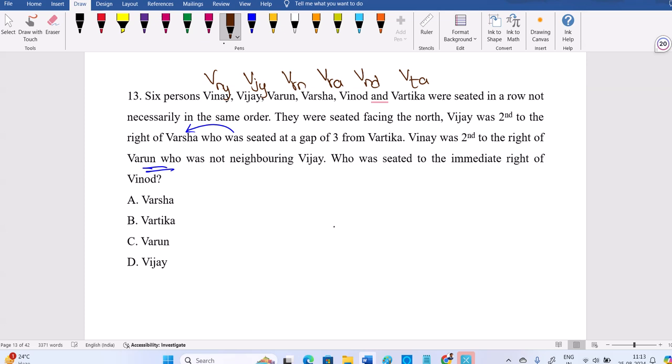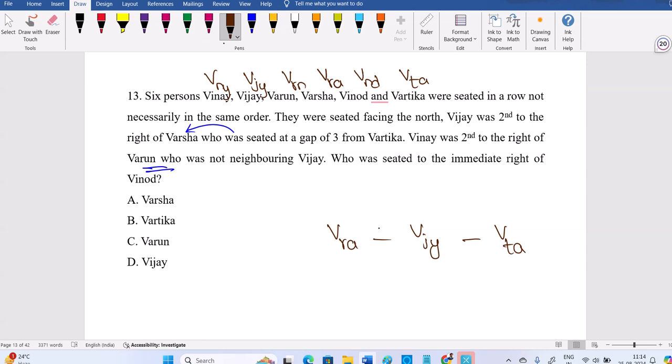So now Vijay was second to the right of Varsha. Varsha is VRA. Second to the right of Varsha is Vijay, VJY. Okay. So Varsha needed a 3 gap from Vatika. The other side, the left side, is not possible. Right side 3 gap, and Vatika means VTA. Fine.